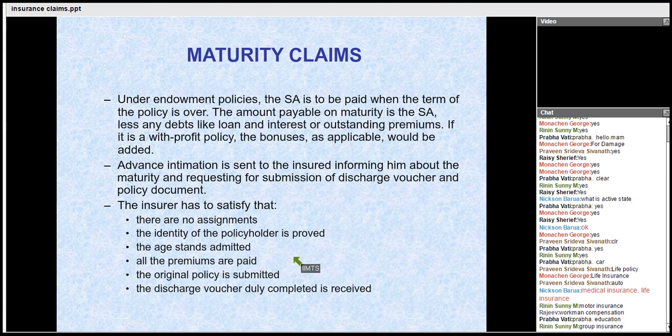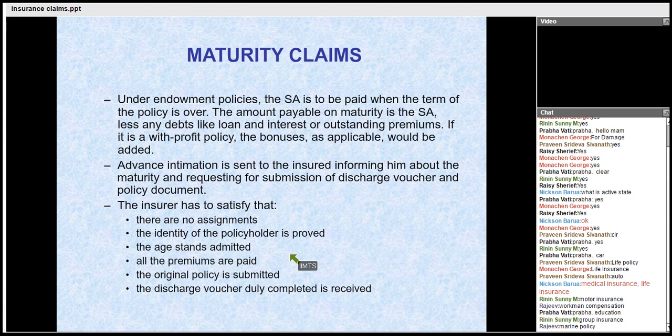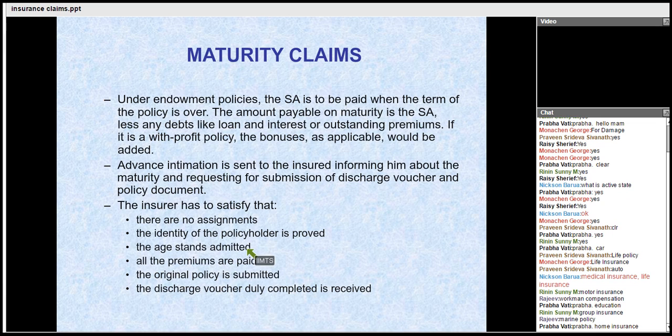Okay. So there are no assignments. The identity of the policy holder is proved, and your policy is in active state or not, right? You might be fooling them. So they will check this first. The second thing they are going to check is all the premiums. If you have not paid a single premium, then you won't get any benefit. They are going to check whether you have performed your duty or paid all premiums, and whether you have missed some premiums in between.